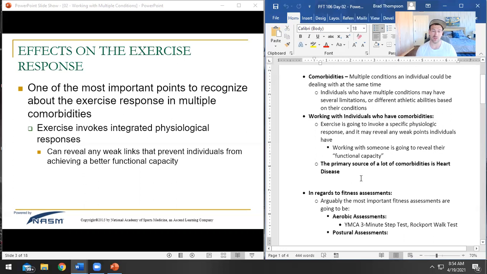Exercise is going to invoke intense physiologic responses that maybe they're not used to experiencing, right? That's one of the most important things that we need to keep our eyes on. A lot of times we've got to remember that exercise is a very heightened version of life, a very heightened version of our normal life, right? There's a lot more stress and things like that. So due to that, and being aware of that, this is where we want to see what our client's functional capacity is, right?